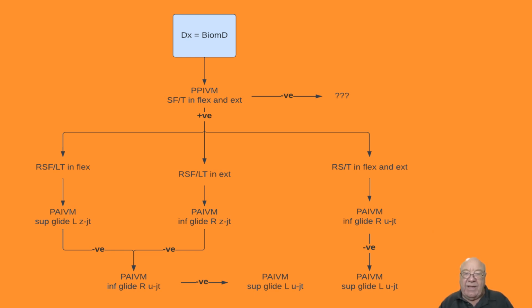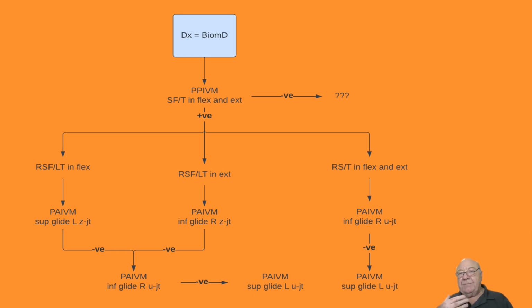And if that's negative, simply because that's the more common one, the ipsilateral one, then we'll look at the PAIVM for the superior glide of the left uncovertebral joint. If right side flexion translation is limited in flexion and extension, we move to the PAIVM of the inferior glide of the right uncovertebral joint. Again, it's usually that one that seems to be in trouble more than the contralateral one to the side bending. And then if that's negative, we'll do the PAIVM for the superior glide of the left uncovertebral joint.